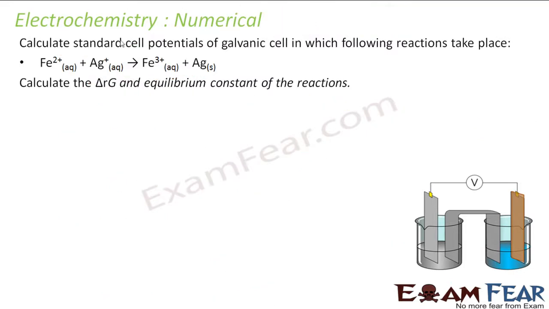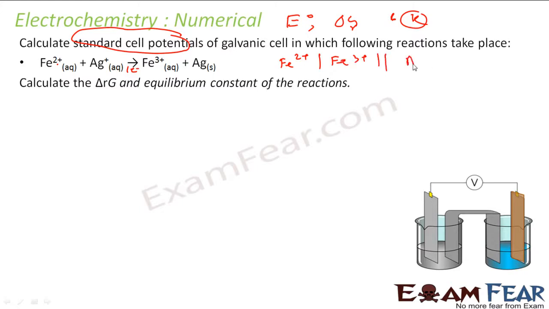Similar to this same reaction, similar question, we have to find the standard cell potential, that is we have to find E naught of this reaction, we have to find delta G, and we have to find K. Same thing we'll do. In this reaction Fe2+ goes to Fe3+, that means only one electron is transferred, and here Ag+ becomes Ag, one electron gets transferred, right? So first let's write the cell representation. Fe2+ is oxidized to Fe3+, and then Ag+ is reduced to Ag.